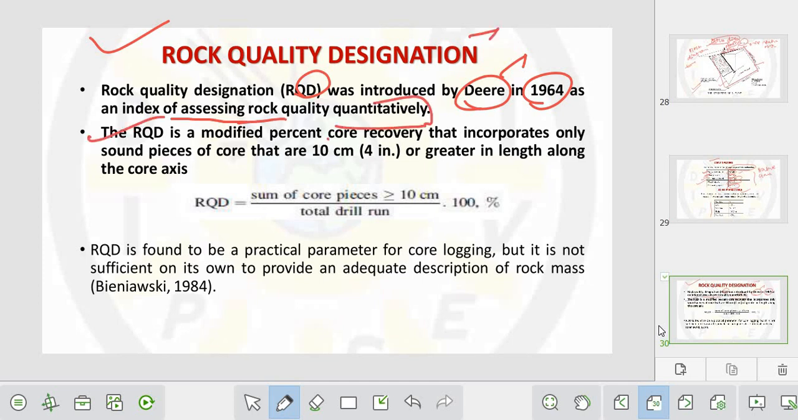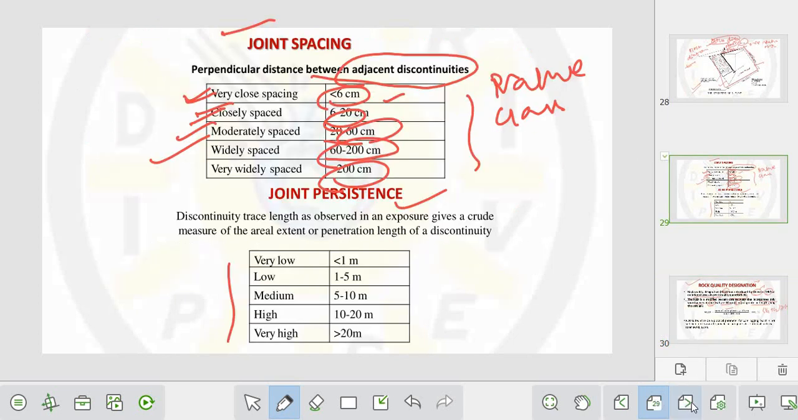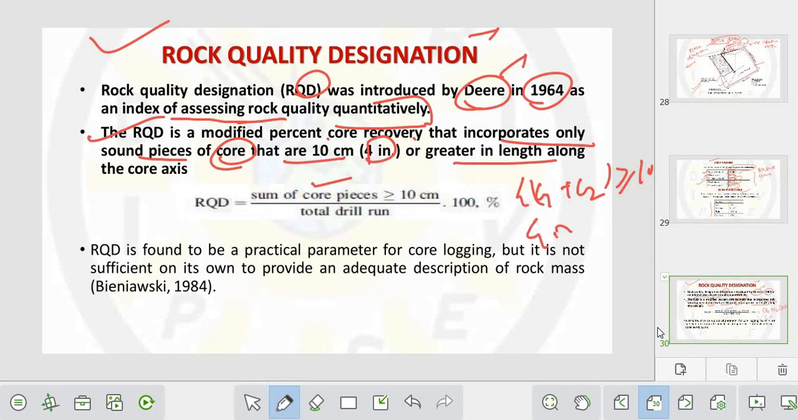RQD is a modified percentage core recovery that incorporates only pieces of solid core that are 10 centimeter or 4 inch or greater in length. So the sum of core pieces, suppose C1 plus C2 like this, should each be greater than or equal to 10 centimeter or 4 inch. Okay, it is divided by the total drill run, how much drilling has been done, up to what depth, also called the total borewell length, right, into 100%. Okay, RQD is fine.